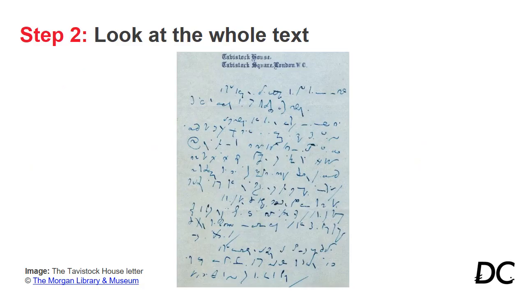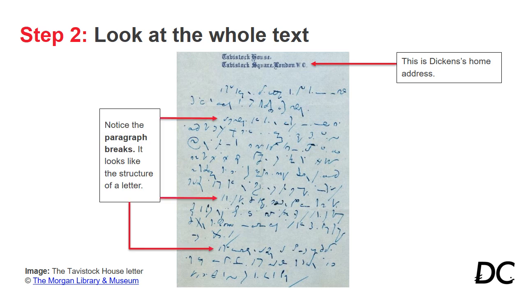Step 2 is to look at the whole text and get as much information out of it as you can. If we take the Tavistock letter as an example, you would first notice at the top of the page the letterhead of Dickens's home address, Tavistock House, Tavistock Square, London. The next thing you might notice is that there are 3 paragraph breaks with short paragraphs at the beginning and the end. So this looks very much like the structure of a letter.